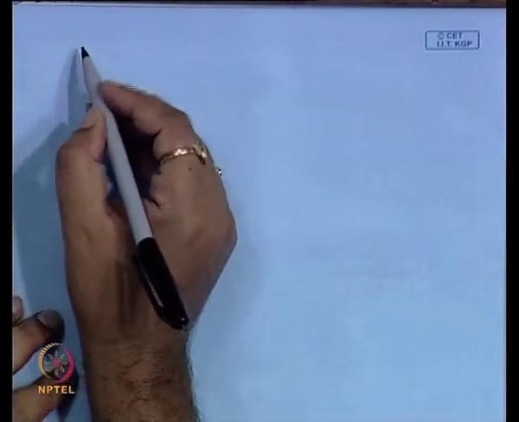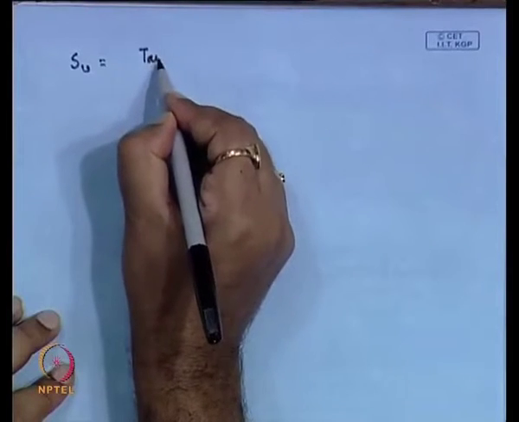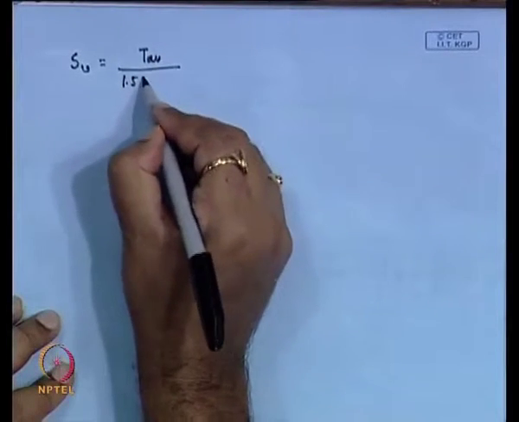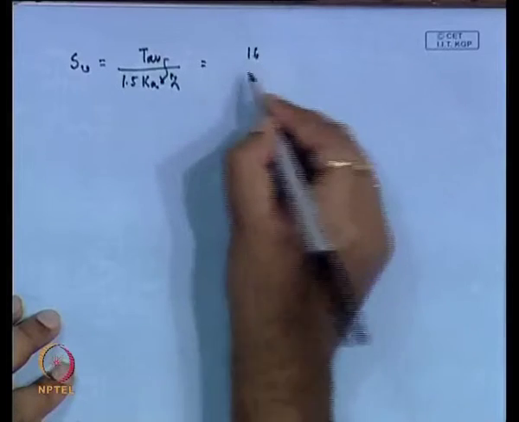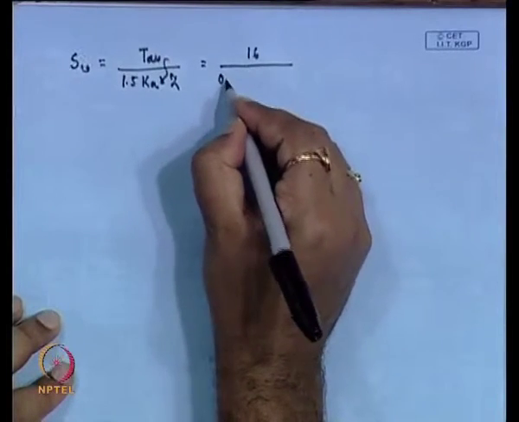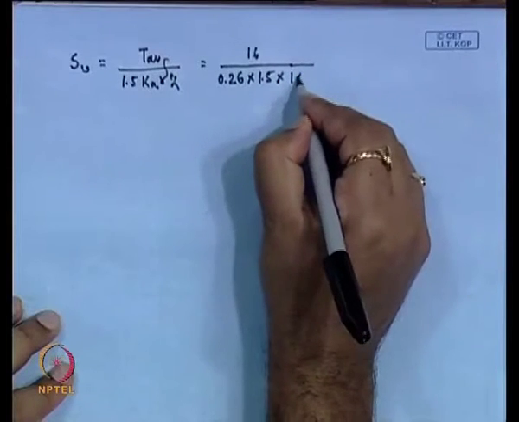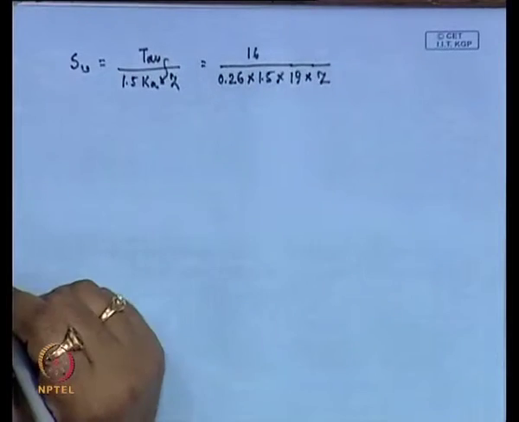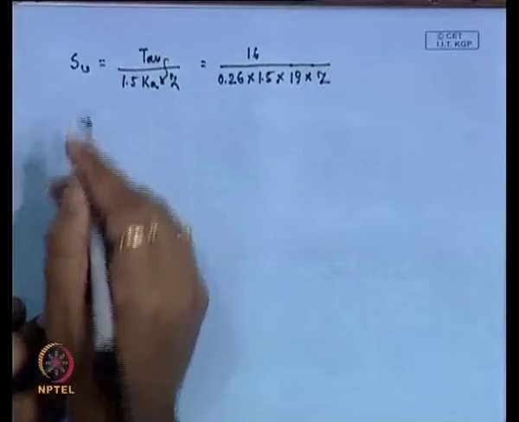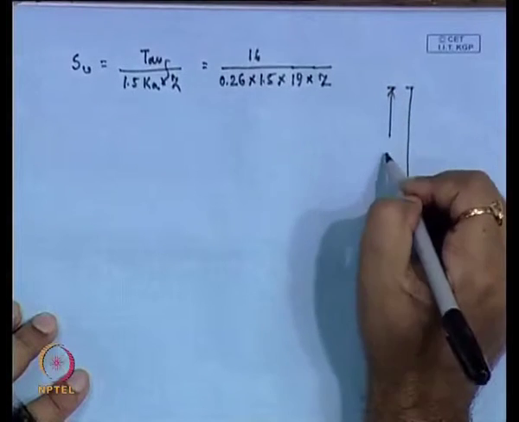Now, for this retaining wall, if I put the S B expression, S B equals T allowable divided by 1.5 into K A into gamma into Z. This T allowable is 16, K is 0.26, 1.5 is the factor of safety, gamma is 19, and this is Z. So now at different levels, the height of the retaining wall is taken as 6 meter.